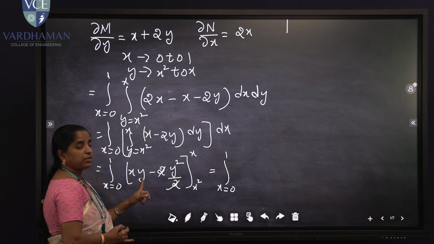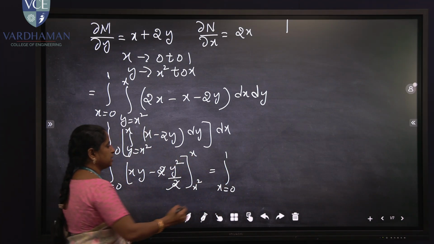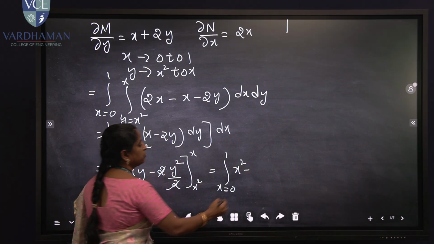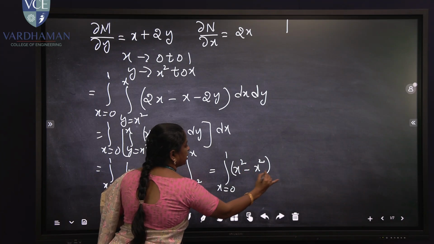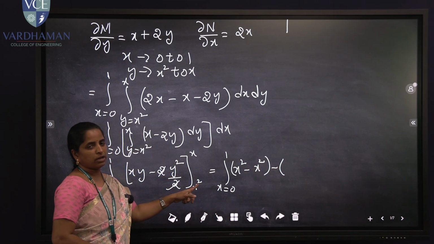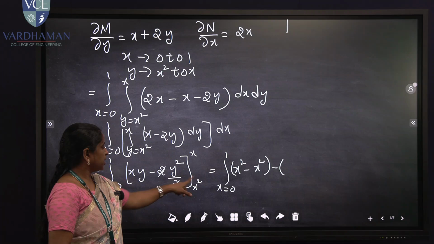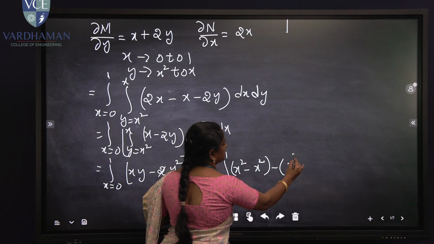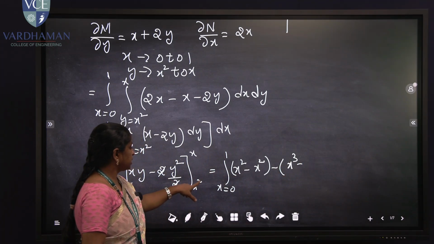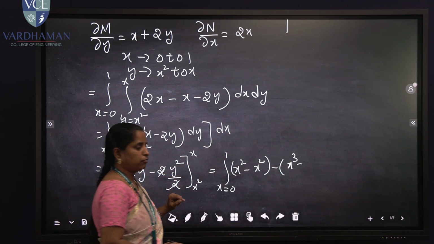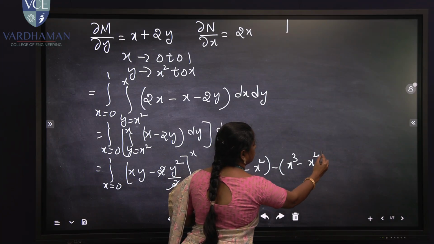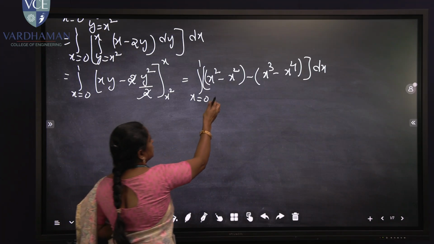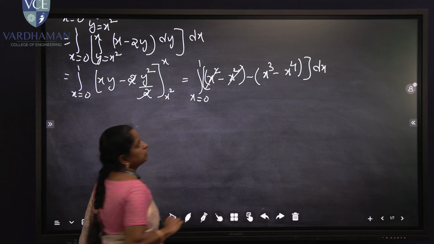If we substitute the upper limit in the y place, we get x into x square, minus x square whole, so this is the upper limit minus the lower limit. The lower limit is x square, so substituting x square in the y place, x into x square gives x cube, minus x square whole square, which gives x to the power of 4, dx. After simplification, this will get cancelled.